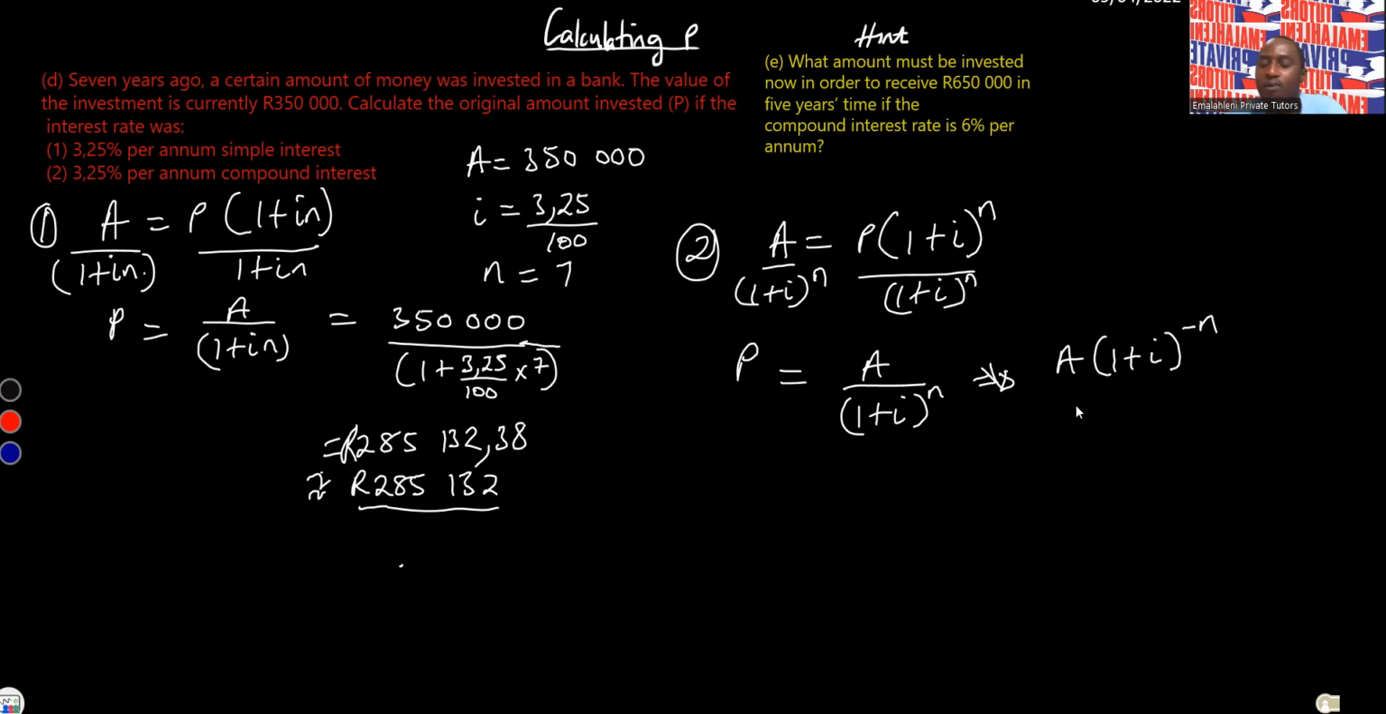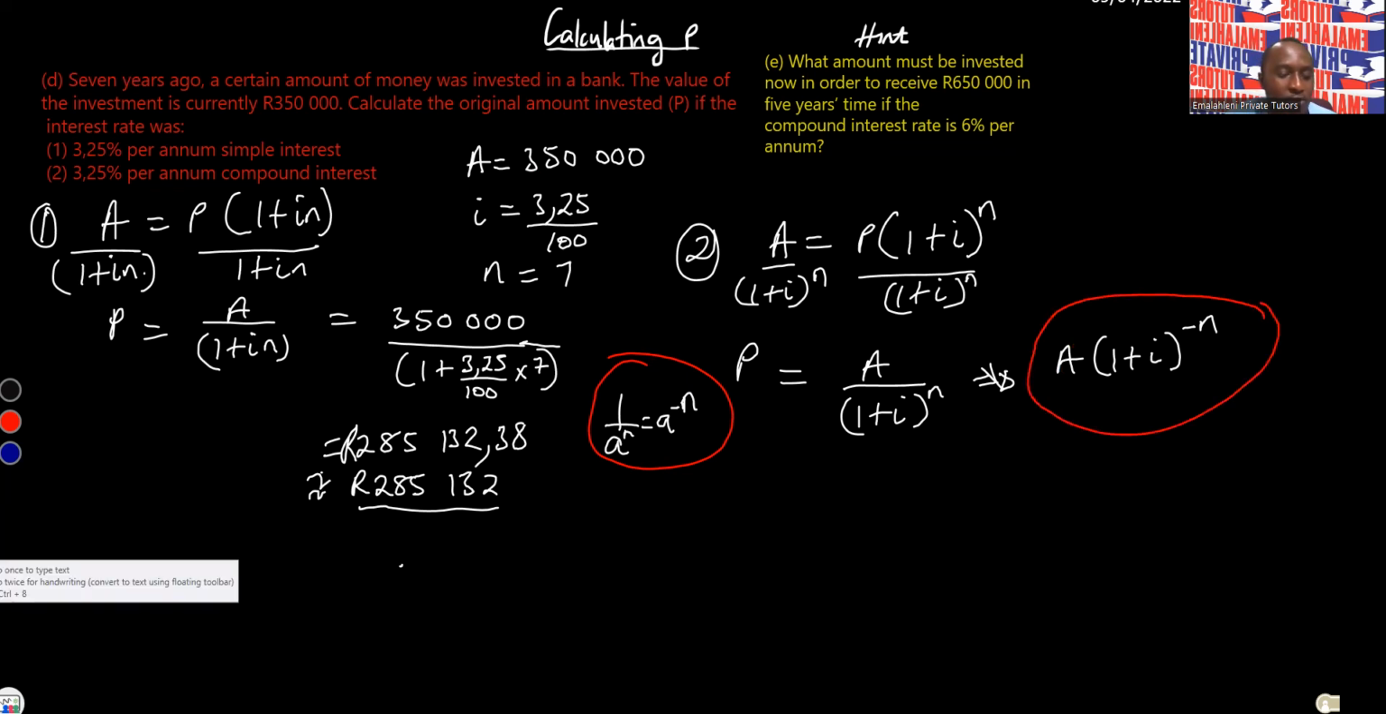So you can see this formula, don't get confused here, because it's more like 1 over A is equal to A to the power negative 1. So going back, 1 over (1 plus I) to the power of n is (1 plus I) to the power negative n. That's what we're having here, because we are putting it as a denominator. So let's not forget that. You can use this one whichever way you want, but I'm just going to circle this so that you remember what it means.